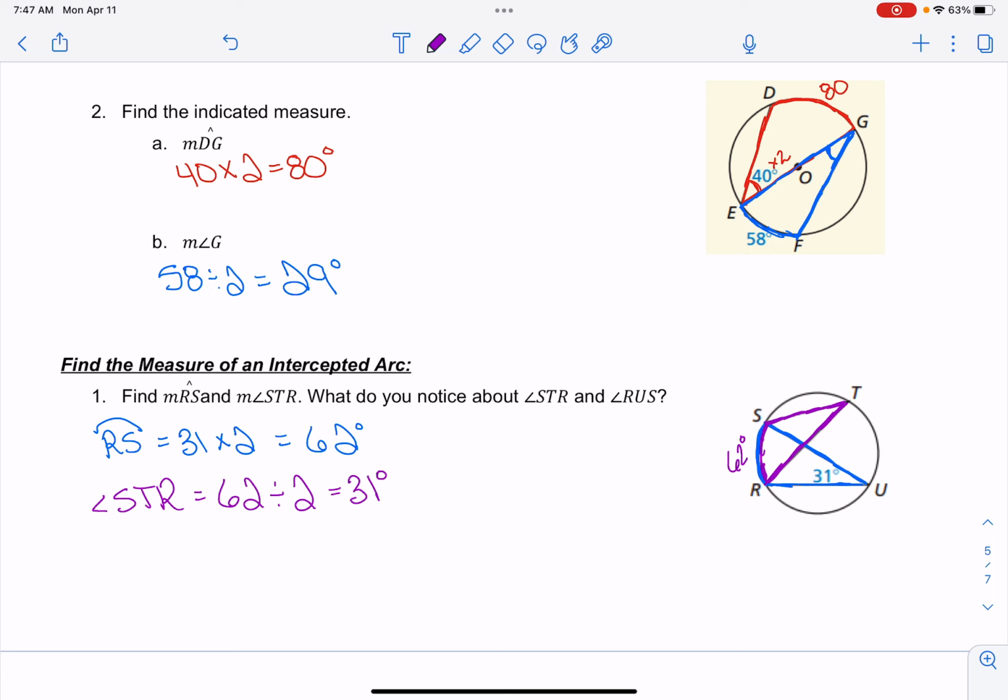So now to answer the question, what do you notice about angle STR and RUS? They're the same, right? They ended up being the same, and they even matched up with the same arc. So they have the same angle measurement, and they match up with the same arc.